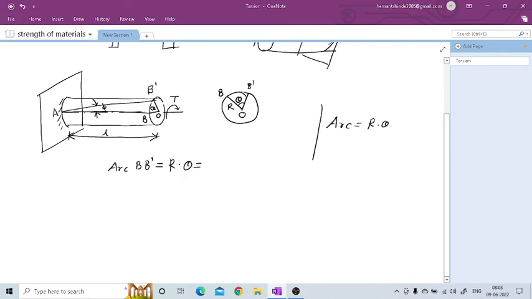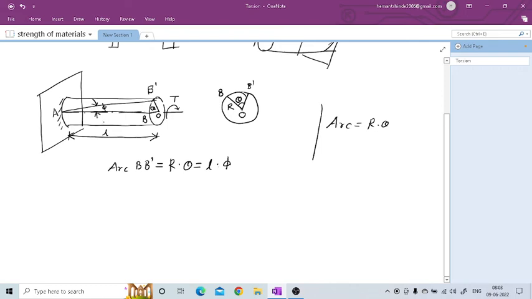But the same thing we consider along the length, then we can say that BB dash, actually it is an arc, but if the angle is small we can say that arc is equal to straight line. So BB dash, along the length the radius will be L and the angle turned will be phi. So we can write L into phi. So along the length L will be the radius and phi will be the angle.